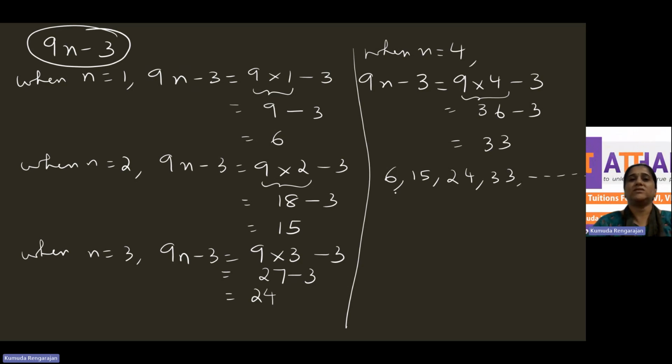Now, what's the question? I said construct a rule, and I said use 2 operations. And I also specified the operations. I said you should use multiplication and subtraction. So where is multiplication in 9n minus 3? Here, 9 into n. 9n means 9 into n. And where is the other operation? Minus. We understand that?